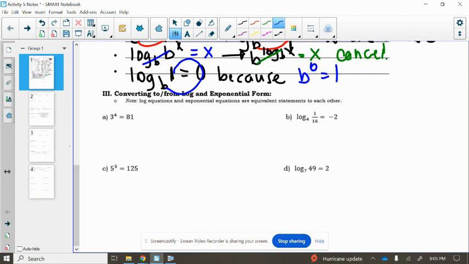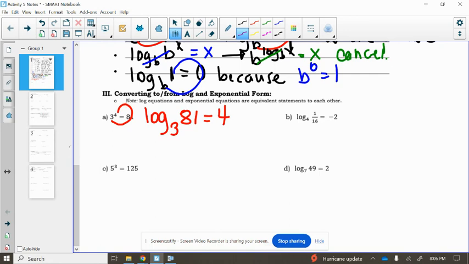So oftentimes converting between these logarithmic and exponential forms will help us solve. So for instance, on this first one, we're just rewriting these into their equivalent form. So in this case, from exponential to log. So we'll start log with the base that is the same as the base of our exponential, so 3. And then we went over to 81 and cut back to 4 to get that value there.